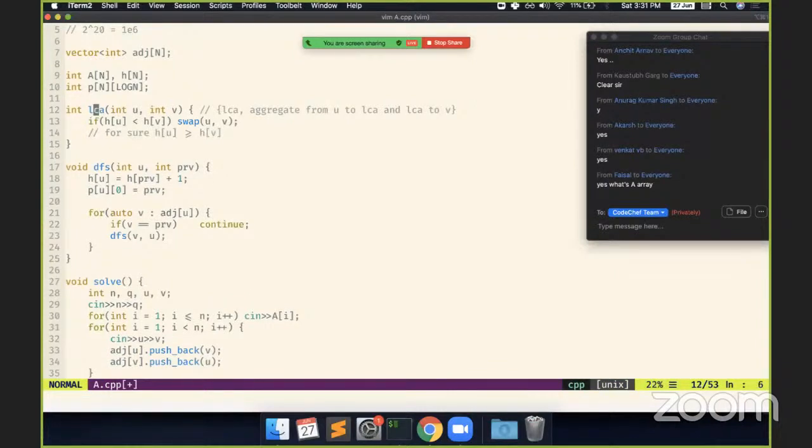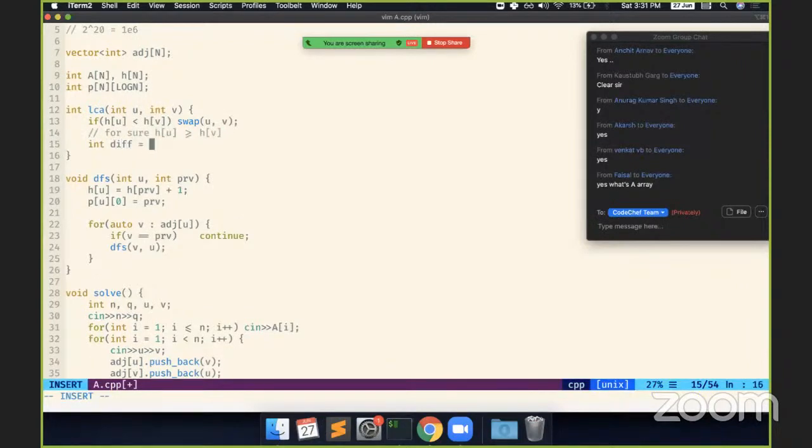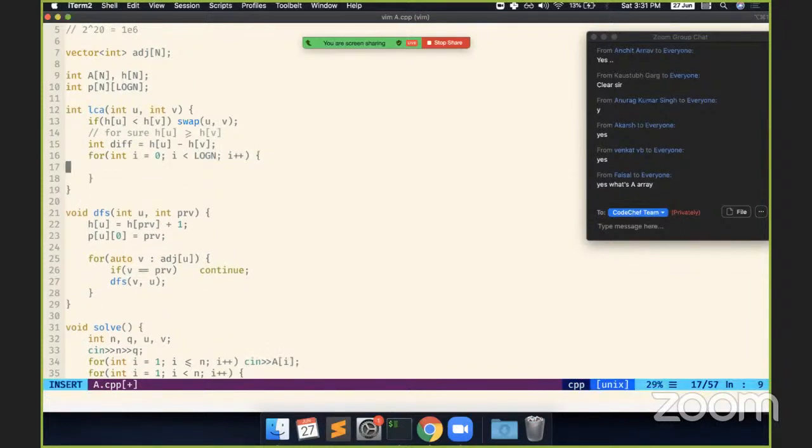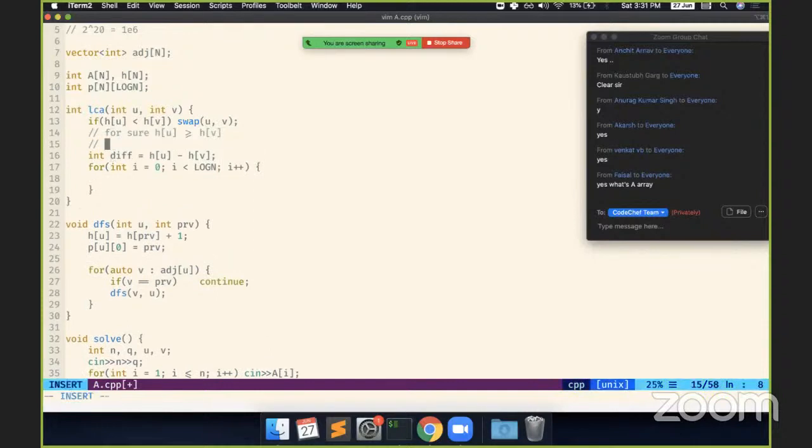Okay, now you're trying to find the LCA, right, of U and V. So I say first swap them and make sure that U is the lower guy, the deeper guy, and the difference is basically HU minus HV. Okay, now what we do is, once we have the difference, step one, kill the difference, right? So we have this difference in diff.